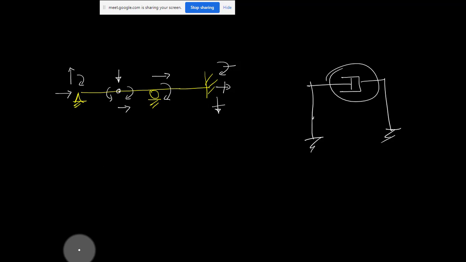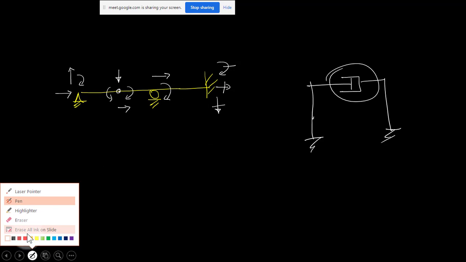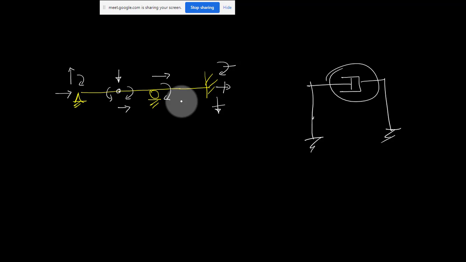This much is clear, no? First this should be clear. Now we will see, this is a fixed end, that means this point is not moving. I am calling this joint number 1, joint number 2, joint number 3. This point is fixed, it is not moving in any direction along x or y.